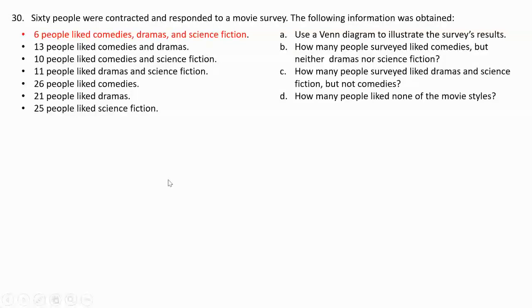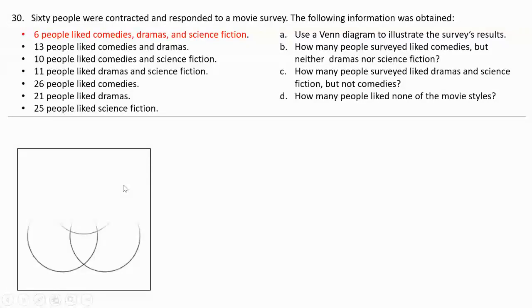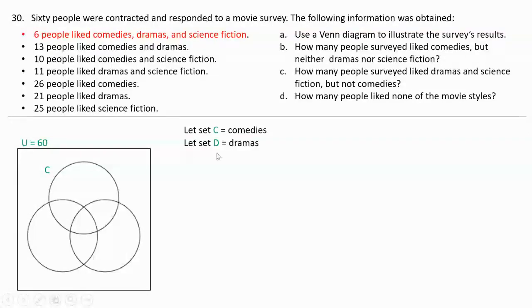So they want us to construct a Venn diagram. So let's do that. There's my 3, because 1 is for comedies, dramas, and science fiction. Anyway, this is my universal set, right? There's 60 people, so it's going to be 60. Let C be comedies, so this will be my C set. Let D be dramas, so this will be my set D. And let S stand for the science fiction set, which will be my last set here to the left.